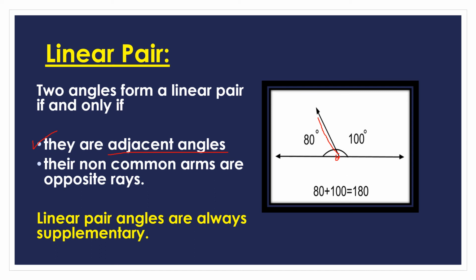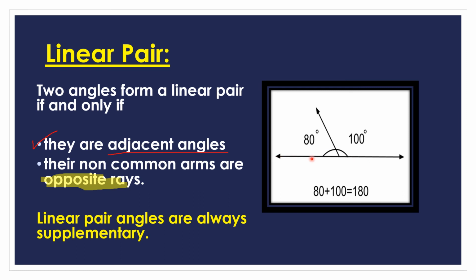And in adjacent angles the non-common arms are on either side. One was on the left, one was on the right, there was no other condition. But for two angles to be a linear pair, the condition is that the non-common arms should be opposite rays. The non-common arms should be opposite. So if you look in this figure carefully, it has a common vertex, it has a common arm, and here this arm is exactly opposite to this.